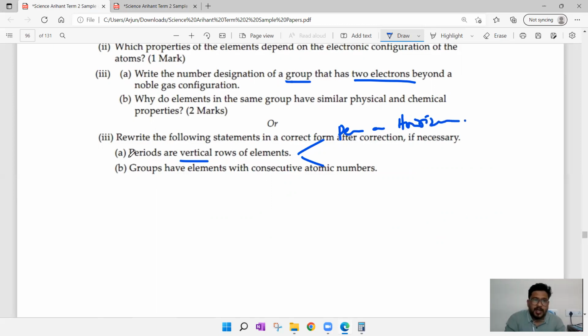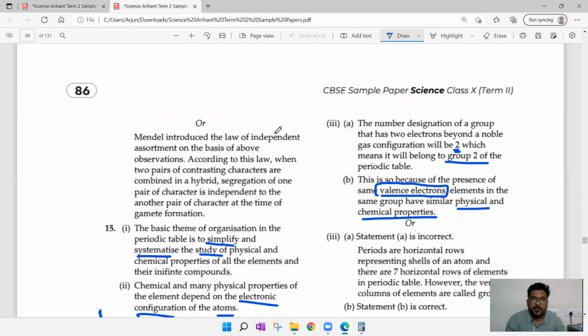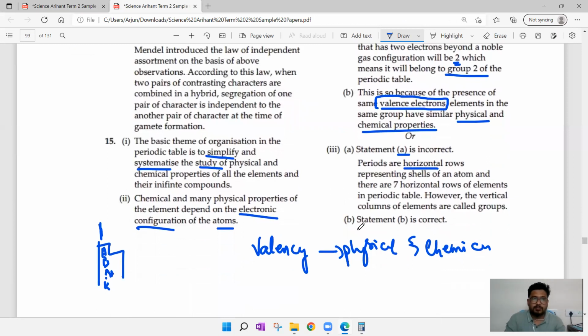Horizontal rows. Or instead of periods, you can change it to groups. Groups are vertical, and instead of rows, you have to write columns. So whenever you are using vertical, you have to use columns. Horizontal, rows. So here they are talking about periods and rows. It's better to change the word vertical to horizontal. So statement A is incorrect. You have to write: periods are horizontal rows.